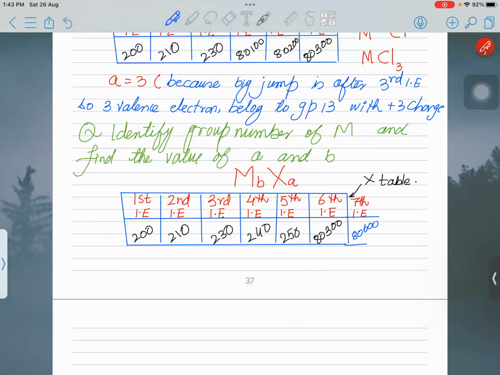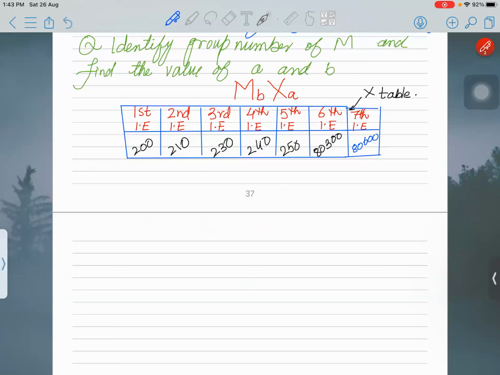Okay, so now we know that the leap occurs on the fifth ionization energy, right? So 250 to 80,300. If we take that into account, then A's value should be 5 electrons, right? Because it donates 5 electrons. Very good. That's excellent.